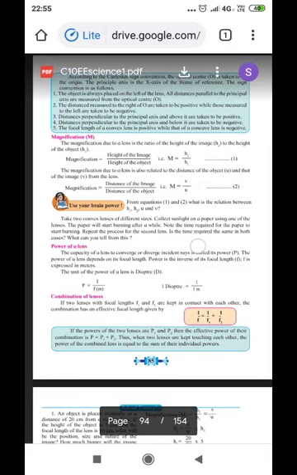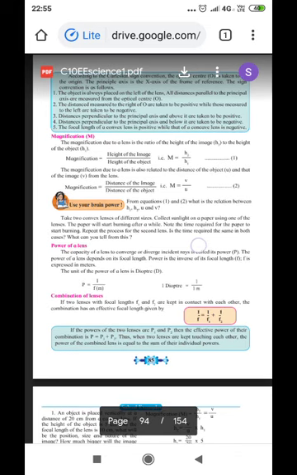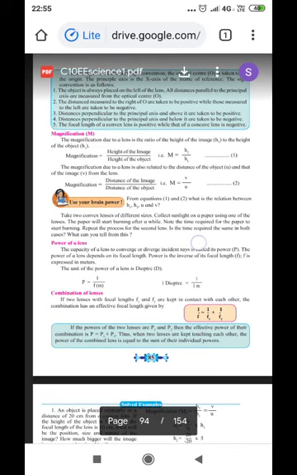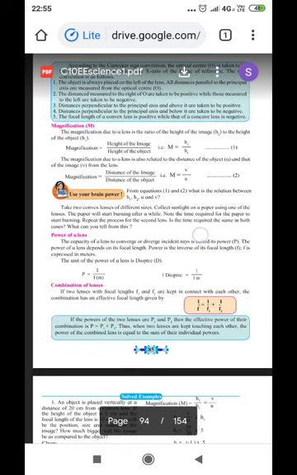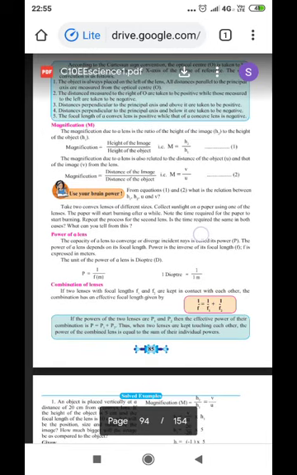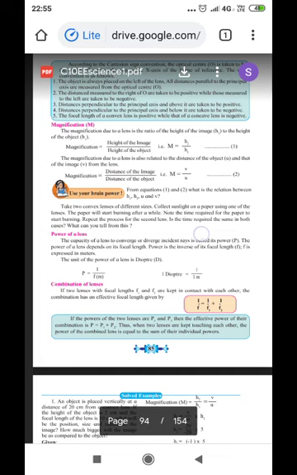Similarly, a perpendicular distance above the principal axis is taken to be positive and a perpendicular distance below the principal axis is taken to be negative. The focal length of the convex lens is always taken as positive while that of the concave lens is taken as negative. That will depend upon the object and the image distance.